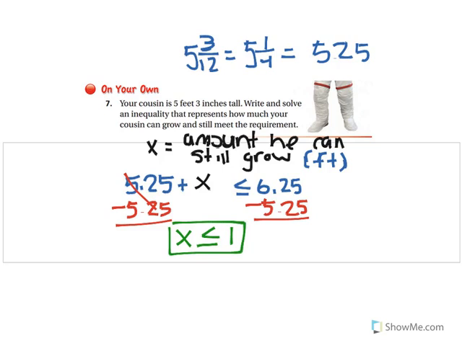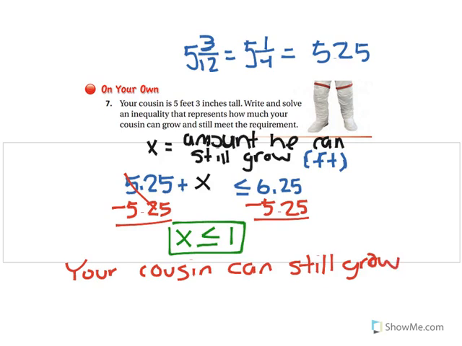And so what does that mean? This means your cousin can still grow up to 1 foot, or 12 inches.